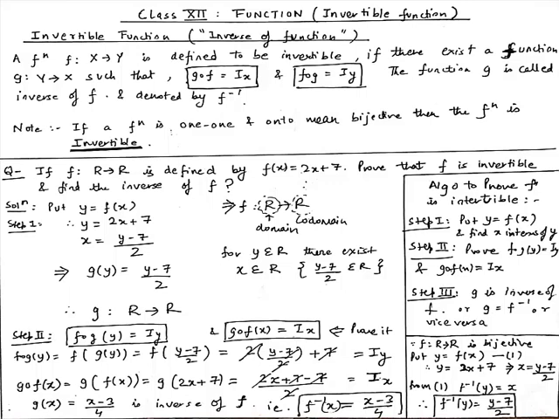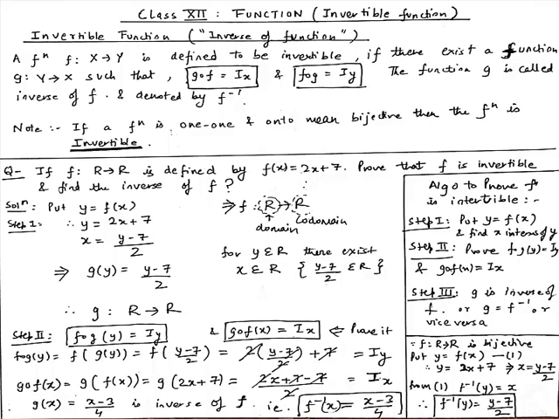Similarly, student, now we will find g of f(x). So g bracket f(x) equal to g of f(x), which is 2x plus 7. So g of 2x plus 7 equal to, so this is the value of x, and now we have to put this value of x in the g function in place of x. So (2x plus 7 minus 7) upon 2. On solving it, we get that this is equal to x, or we can say equal to I_X.